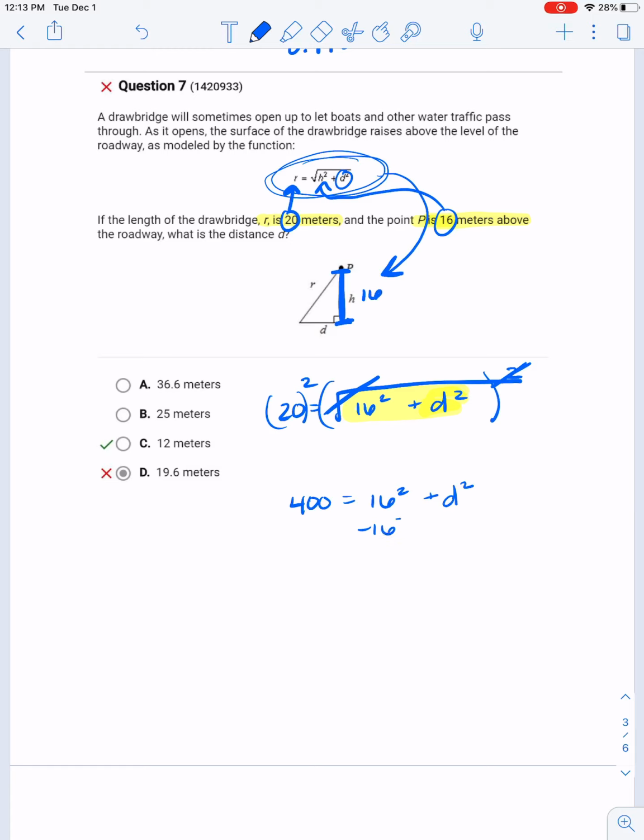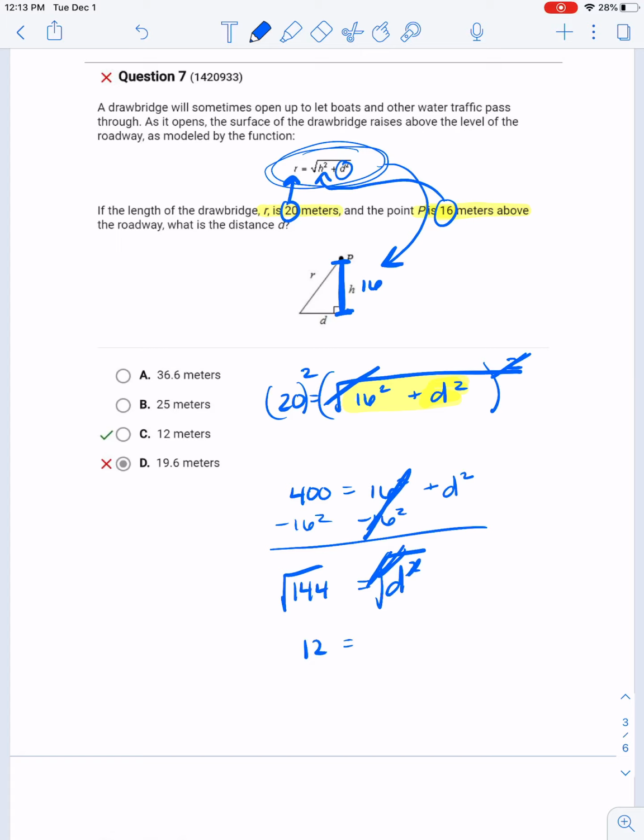I'm going to go ahead and subtract 16 squared from both sides. So 400 minus 16 squared, that's 144, equals D squared. And then I know to get rid of a square now, I square root. So the square and the square root, like we're doing what we did earlier backwards. The square and the square root cancel, and then here the square root of 144 is just 12. And that's your answer. Okay?